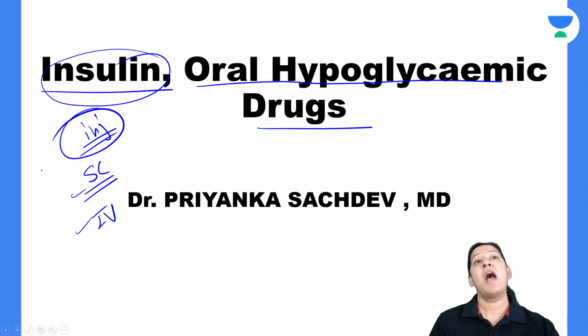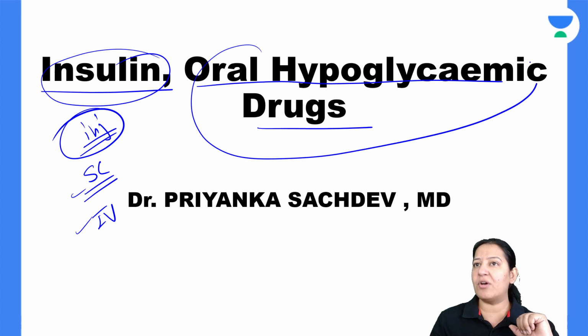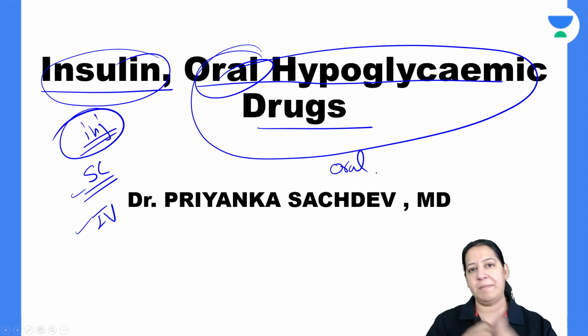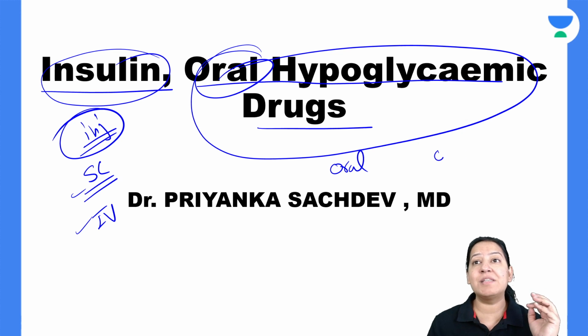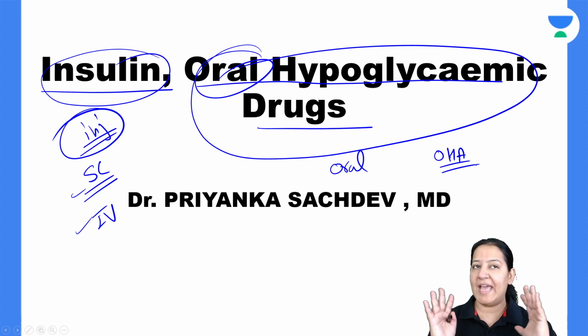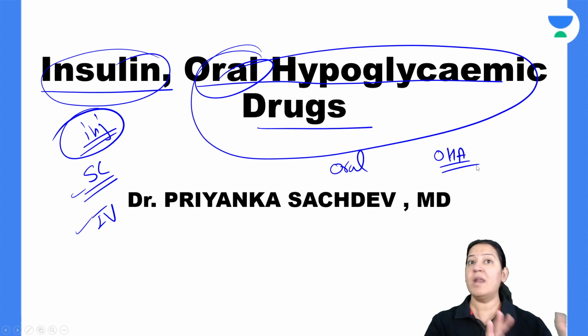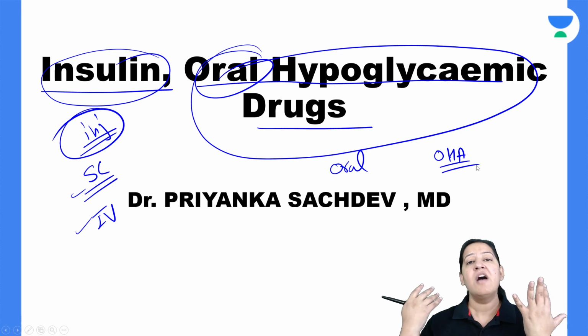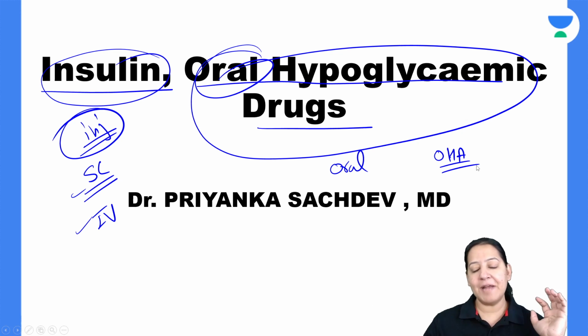Apart from it, we have tablets or capsules, that is oral formulations for the treatment of diabetes also, which are known as oral hypoglycemic drugs or oral hypoglycemic agents. So I am going to teach you today in this lecture all about insulin and all about oral hypoglycemic agents, the classification, the mechanism of action, uses, adverse effects, pharmacokinetics, everything. So let me start with insulin.